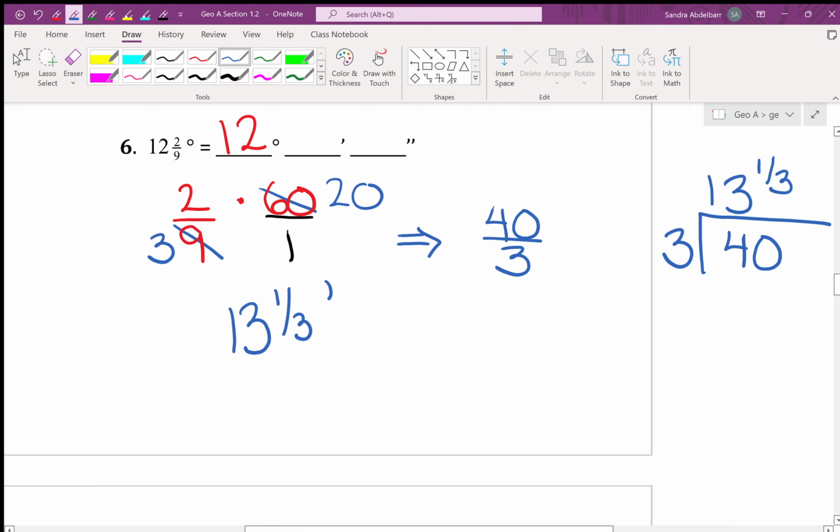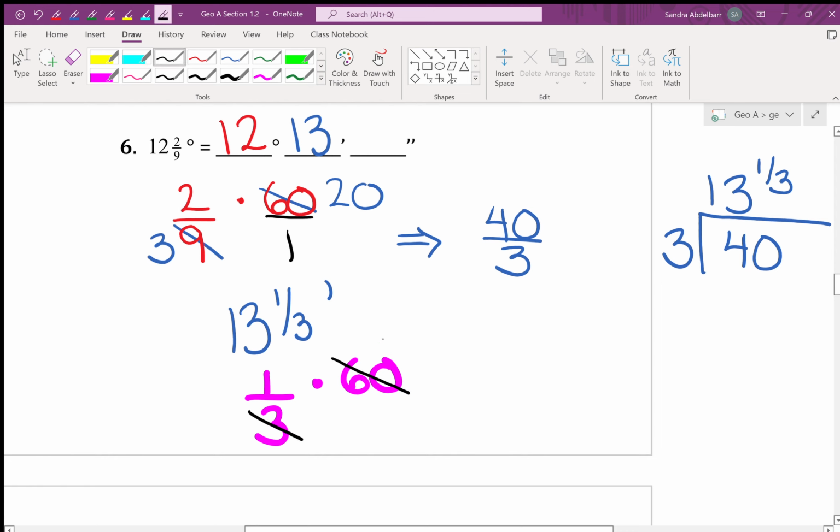We're going to do that whole process again. I'm going to keep the whole number. What's the whole number? 13. So that goes into my minutes. It's 13 minutes. And then I'm going to take the fraction, and what am I going to do with the fraction? Multiply it by 60.